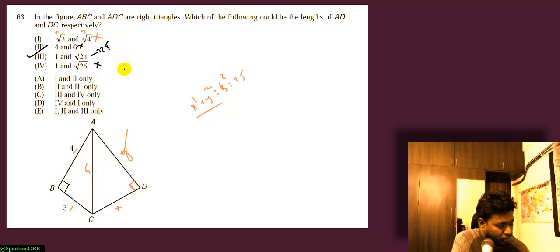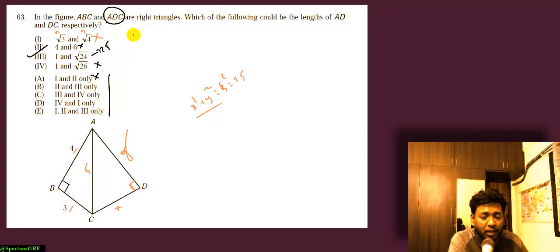So now you check your options. Option A, 1 and 2, wrong. Option B, 2 and 3. Option C, 3 and 4. So in all these options, nowhere is only 3 given. That means he is not following the normal convention. What they are doing is, ADC is a right angle triangle, but it doesn't mean that D is the right angle. That's why in the figure itself they didn't mention the right angle.